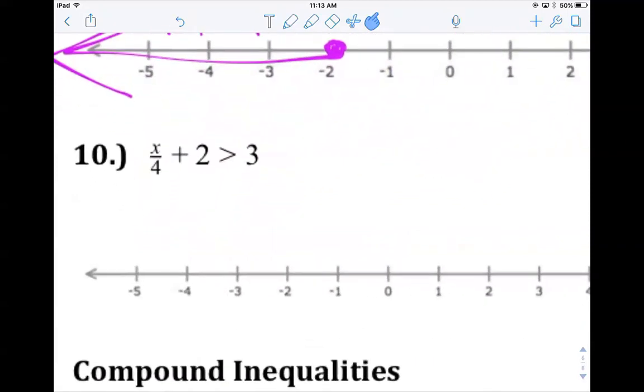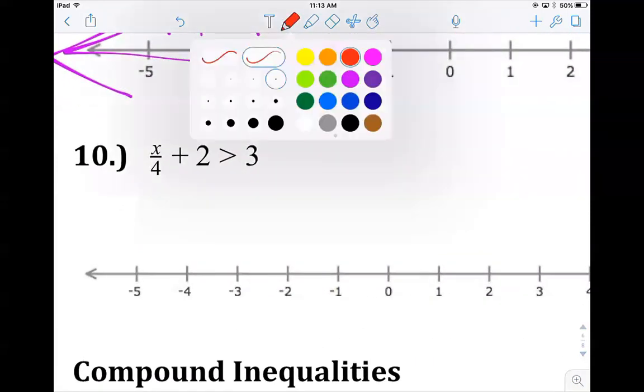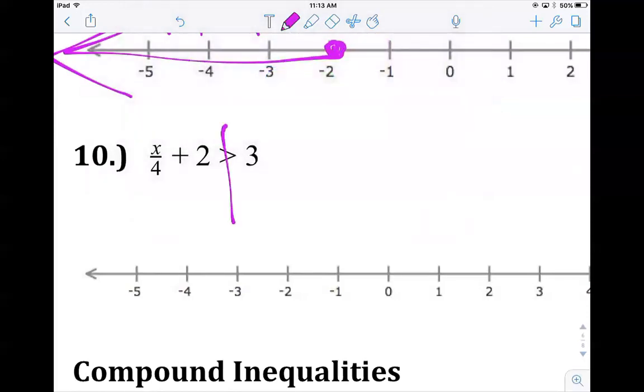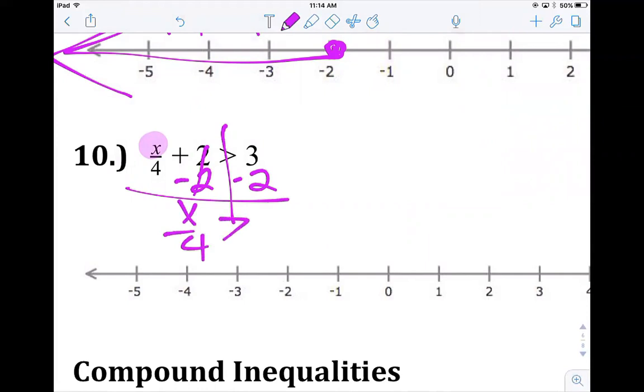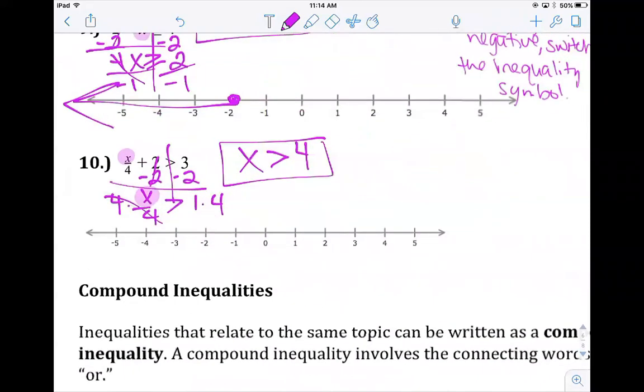Last one, number 10. Number 10 looks a little crazy because we have the fraction, but it is actually the same process that we've been doing. We're going to subtract 2 from both sides. So again, we want to get x by itself. So we have x divided by 4 is greater than 1. Key term I just said was divide. So now that we want to get x by itself, we have to undo dividing by 4, which is multiplying by 4. So we end up with x is greater, that symbol doesn't change because it's still dividing by a positive, or multiplying by a positive, and 1 times 4 is 4. So we have x is greater than 4.